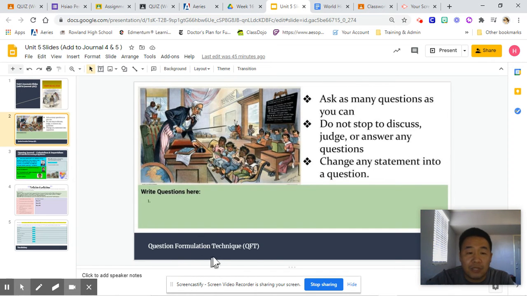And that is actually the question formation technique. We're going to be going through that technique all week for week 16 so that you have more practice at it. Okay. So maybe you don't want to start this journal until we start discussing it or until we start practicing more QFT.